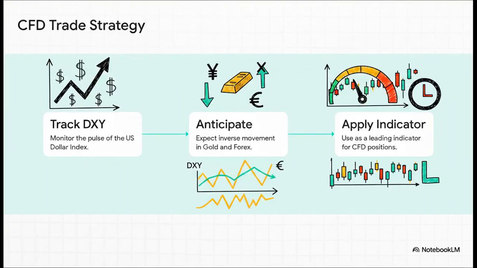Here's the exact sequence to gain that edge. Step 1, track the US dollar index. That is your baseline pulse of the overall market. Step 2, anticipate the inverse movement in gold and forex. And step 3, apply this as a leading indicator for your CFD positions. You see, you don't just react to the gold chart. You use the DXY's momentum to forecast what gold is about to do next. That is the fundamental difference between leveraging a leading indicator and suffering from a lagging reaction.